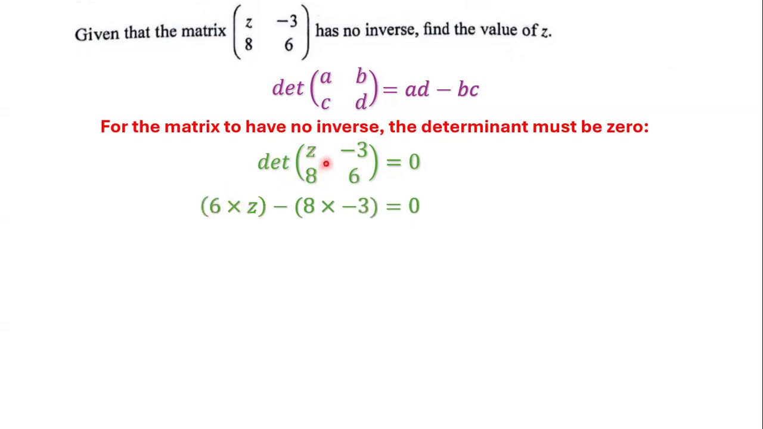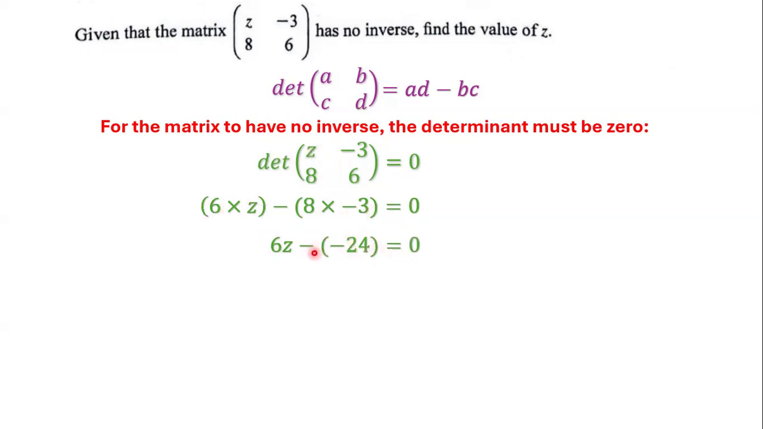Then we have to find the product of 8 and -3. Then we subtract them. So we have 6 times Z minus 8 times -3. And that must be 0 because this right here is the determinant of this matrix. And so moving forward, we have 6 times Z, which is 6Z. We have 8 times -3, and 8 times -3 is -24. And so we have that equal to 0.